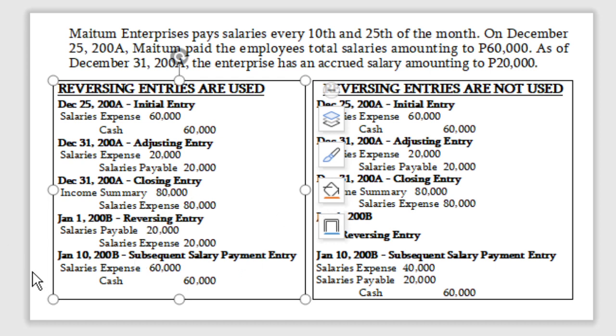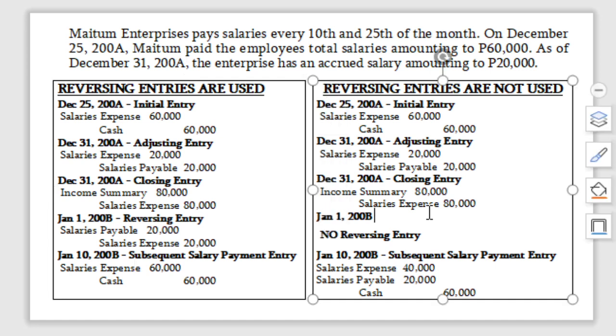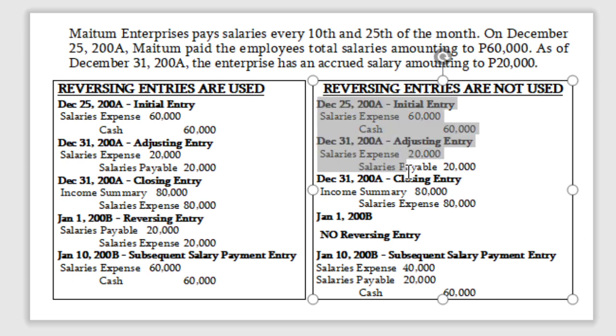The normal entry. Ma-compare natin dito sa ating reversing entries are not used. Again, the same lang naman ito. Itong mga entries na ito, the same lang ito sa kabila, except dito sa January 1, hindi tayo nagkaroon ng reversing entries. So, ibig sabihin, January 10, ito yung magiging entry natin.